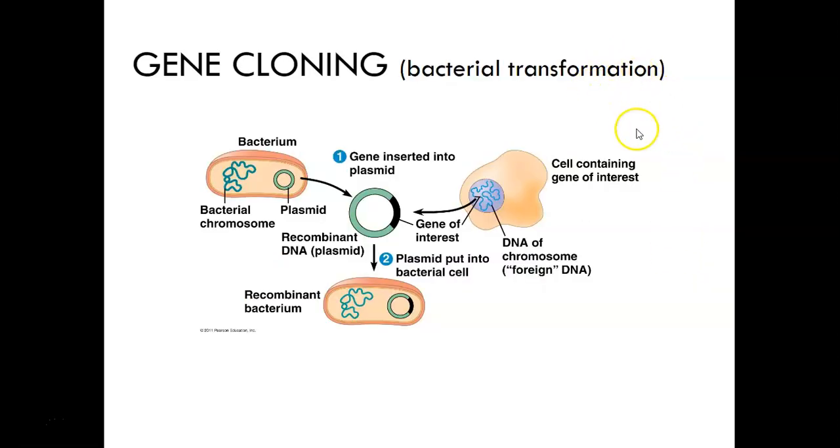We utilize the process called transformation to get bacteria to suck these things up. So we make our special plasmid with cutting and pasting. Then we use bacterial transformation to force the bacteria to suck up the plasmid from the environment. Once it's in there, bacteria have the ability to copy the plasmid independent of their normal DNA, so they can make tons and tons of this, like a little factory.